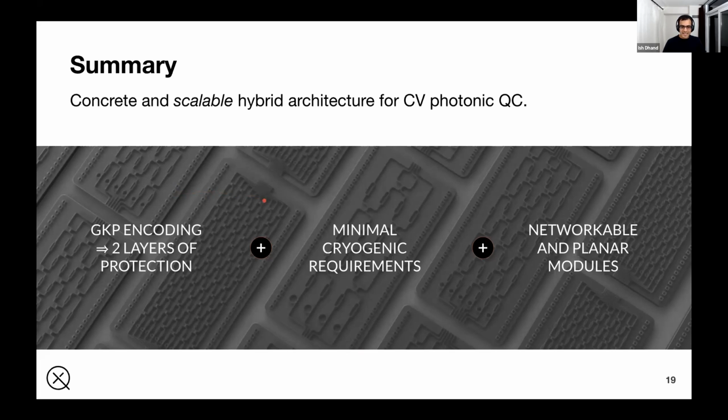And also it's really scalable because the cryogenic requirements are minimal. So it's only the GBS devices that require any cryogenic conditions. Everything else is at room temperature. Manufacturing is much easier. And also, since we are using photonics, everything is small planar modules that can be networked easily. Okay, so this is our architecture.